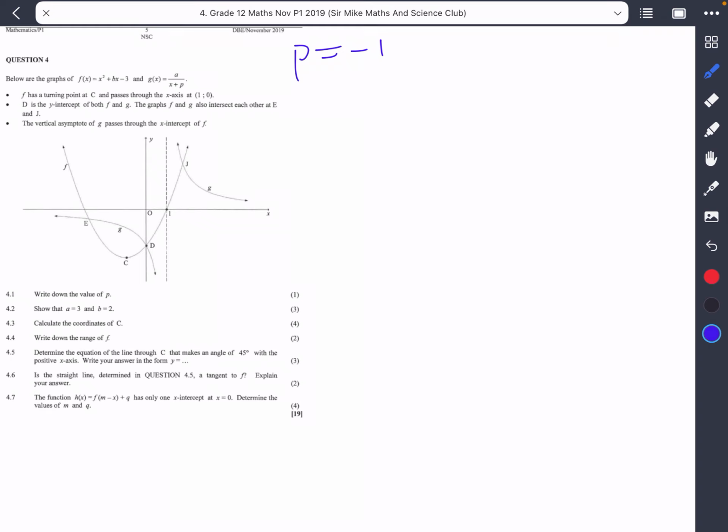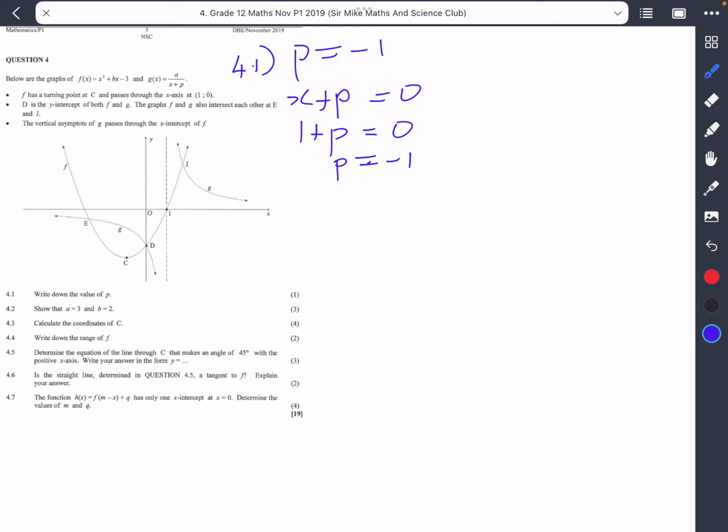Now, another way you can do this, so this was for 4.1, is to use an equation. Take the denominator, x plus p, and equate it to 0. So x plus p equals 0. The x would be that vertical asymptote, which we know is x equals 1. So where there's x we put 1, and we have 1 plus p equals 0. In this case p becomes -1.